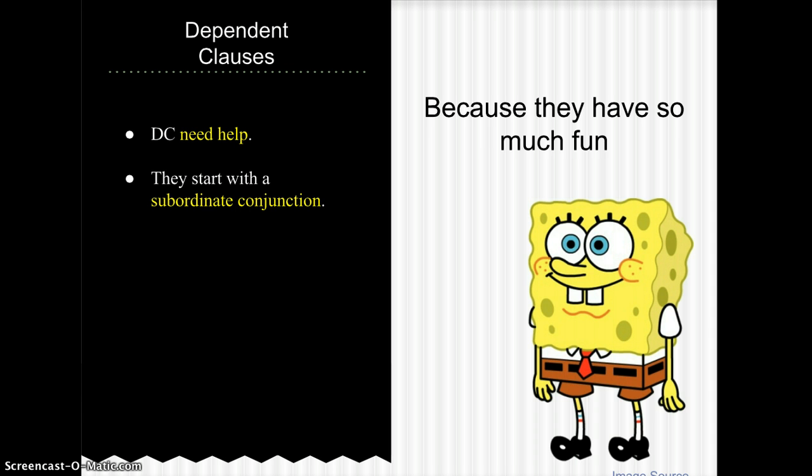Dependent clauses also start with a subordinate conjunction. This will probably have to be a separate video tutorial, but subordinate conjunctions really make a dependent clause, and in this case, the word because is the conjunction. Once you're able to spot subordinate conjunctions, it's really easy to tell the difference between independent and dependent, because independent clauses do not have that subordinate conjunction. And finally, they are just incomplete sentences. Even if I put a period or a question mark or an exclamation point at the end of that, it still wouldn't make it a sentence.